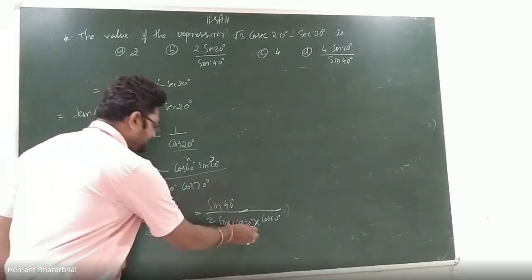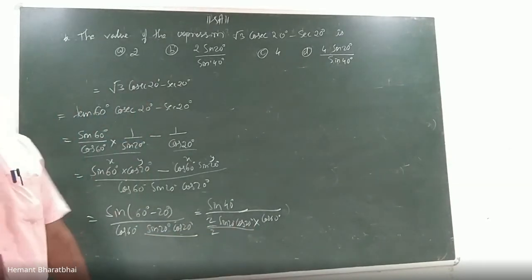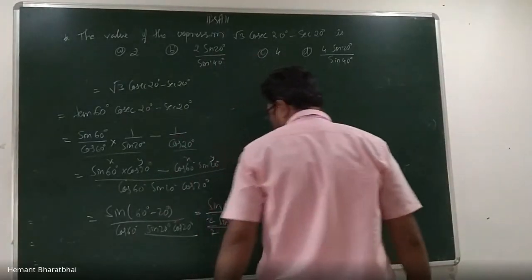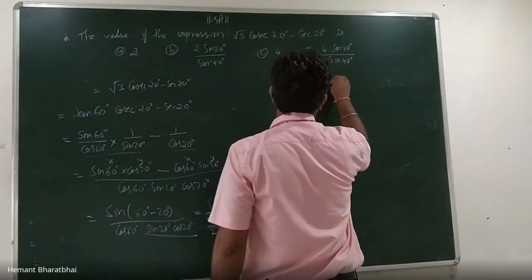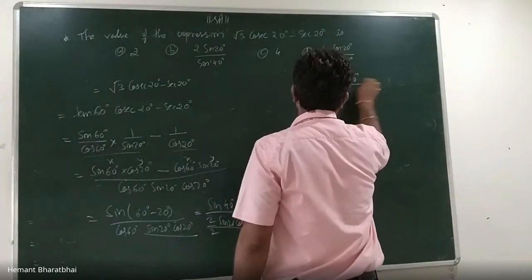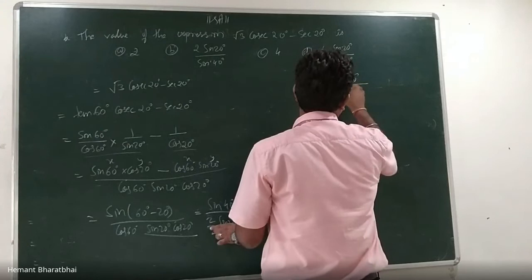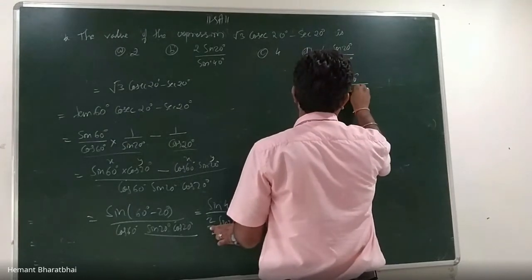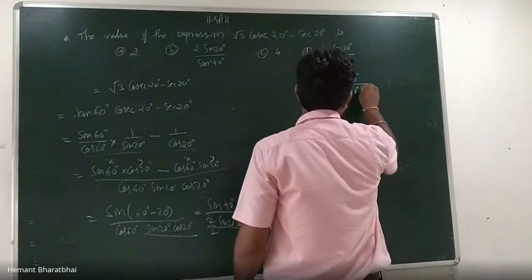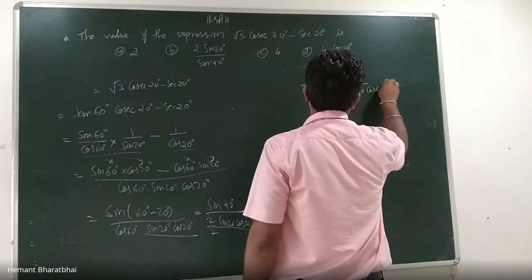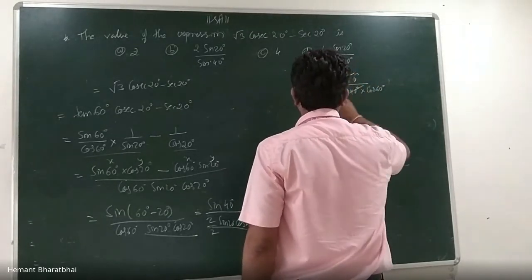So 2 times sin x into cos x is sine 2x. So sine of 20 into 2, that will give me 40 degrees. So this becomes sine of 40 degrees upon 1 by 2 into this. 2 times sine 20 into cos 40 will become sine of 40 degrees into cos of 60 degrees. So this sine 40 gets cancelled.